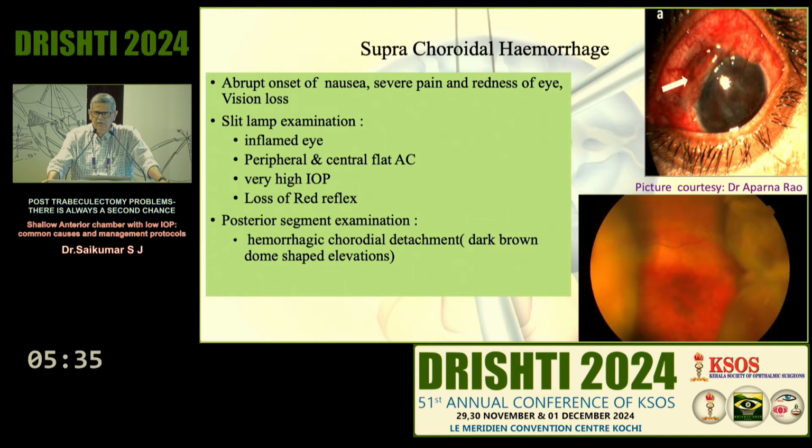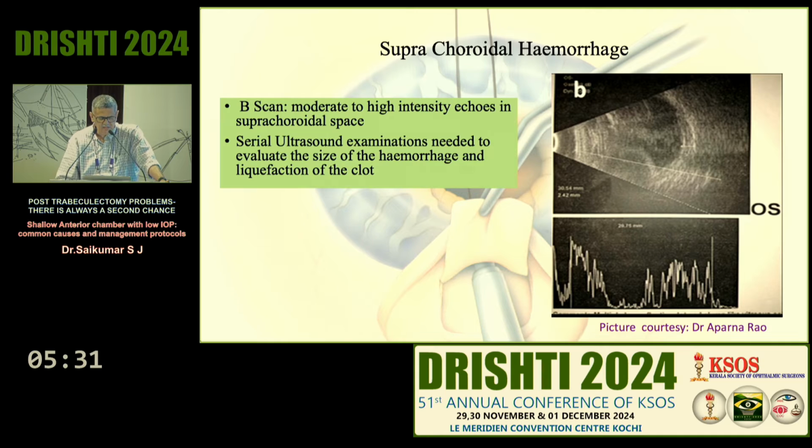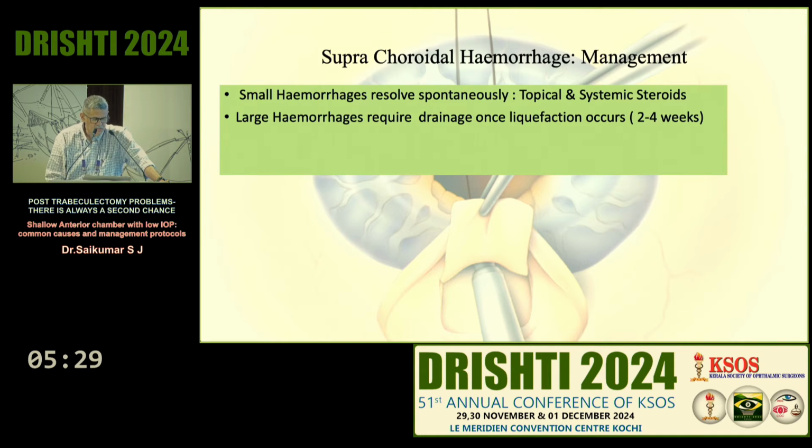In posterior segment evaluation, if you can see the fundus, you can see the choroidals. Otherwise, in a B scan, you can see the choroidals. Small hemorrhages usually spontaneously resolve with topical steroids. You may require some systemic steroids and anti-glaucoma medications. The large hemorrhage usually requires drainage once the liquefaction has occurred, which is about 2 to 3 weeks.